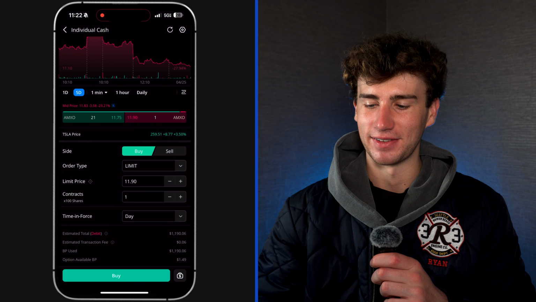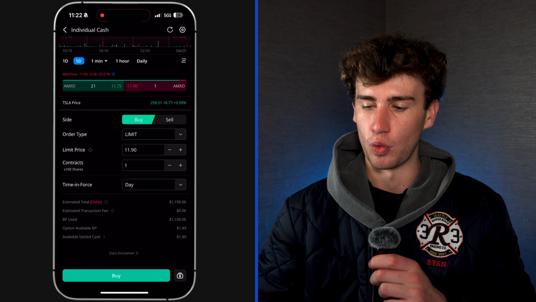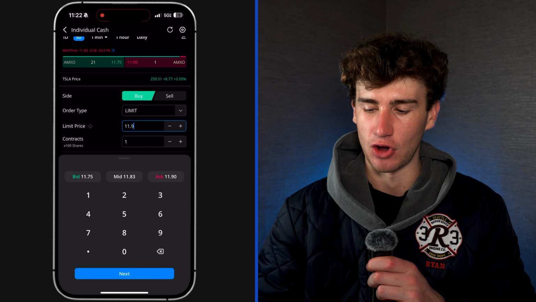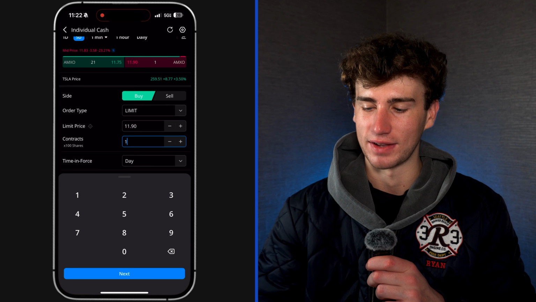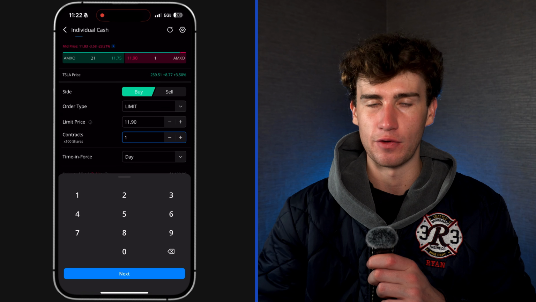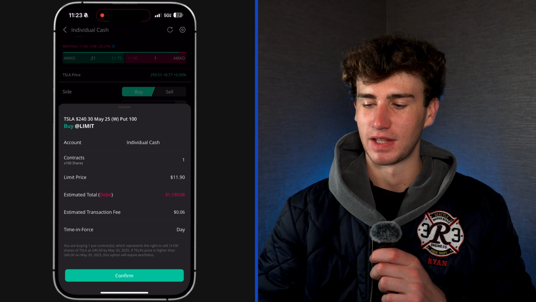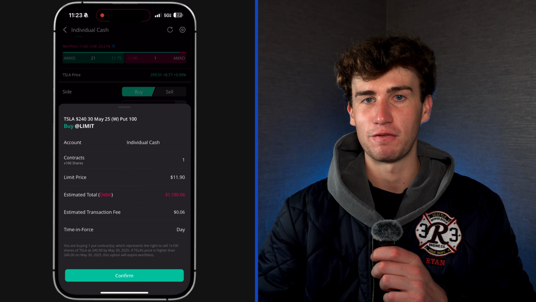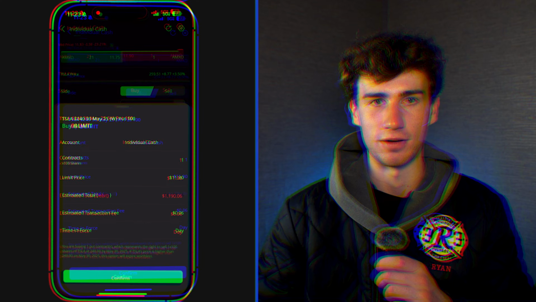Make sure buy is selected, then under limit price, we can see that this contract costs $1,190. We'll leave the number of contracts as 1, then at the bottom, you'll see the estimated total in the form of a debit. Hit buy. Confirm that the number of contracts and the price is what you want, and hit confirm to place your order for execution. Now, both of those order walkthroughs were just examples.